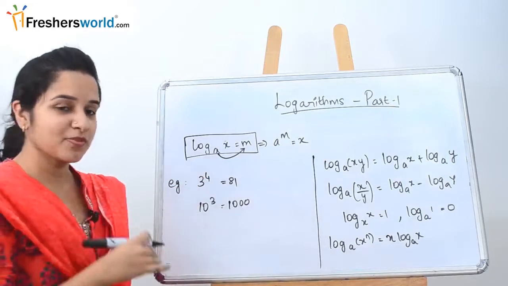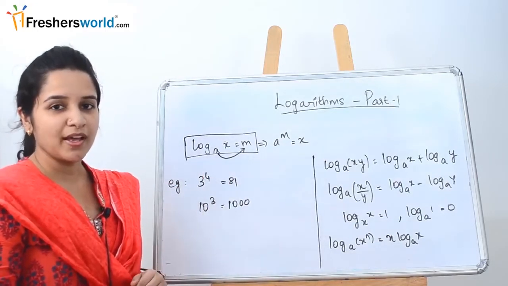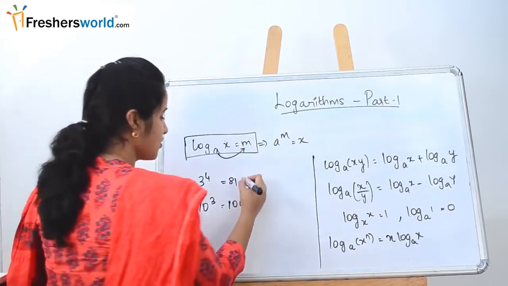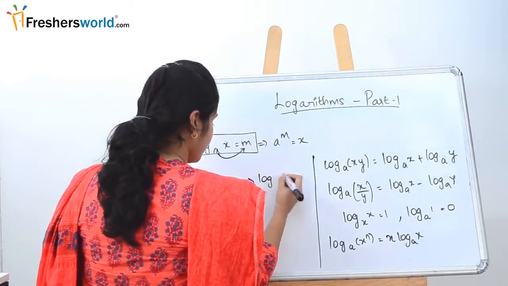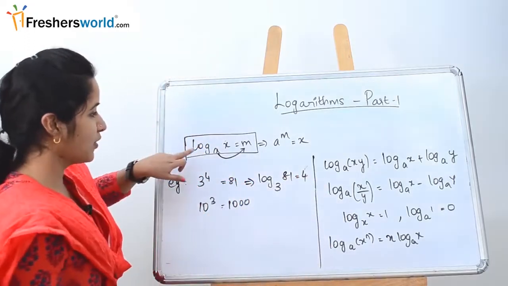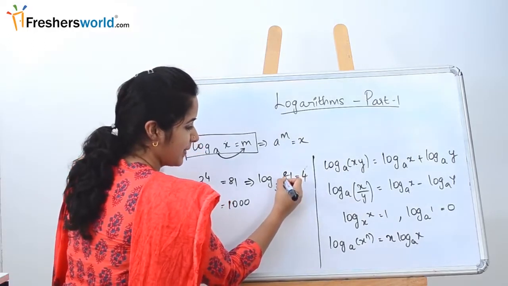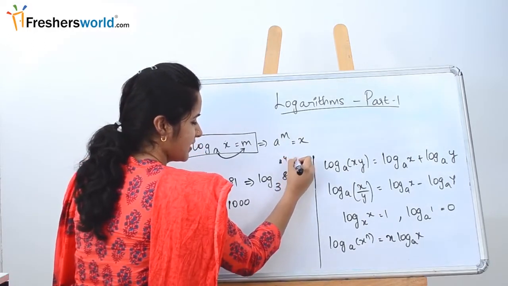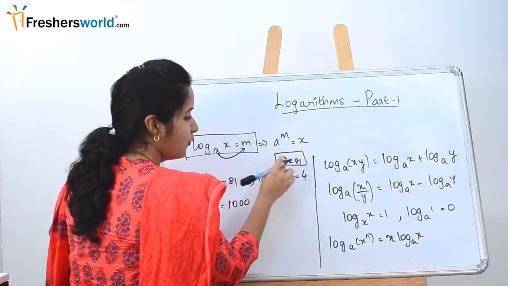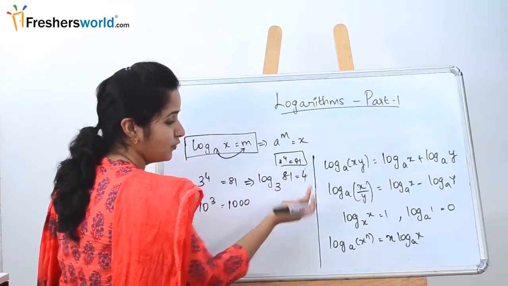So what are the problems following that? They will give you 3 power 4 is equal to 81. Now we have to showcase that in log. So how do we do it? Log 81 to the base 3 is equal to 4. Now if you substitute in this formula you will see 3 power 4 is nothing but 81. So how will we write this? Log 81 to the base 3 is equal to 4.